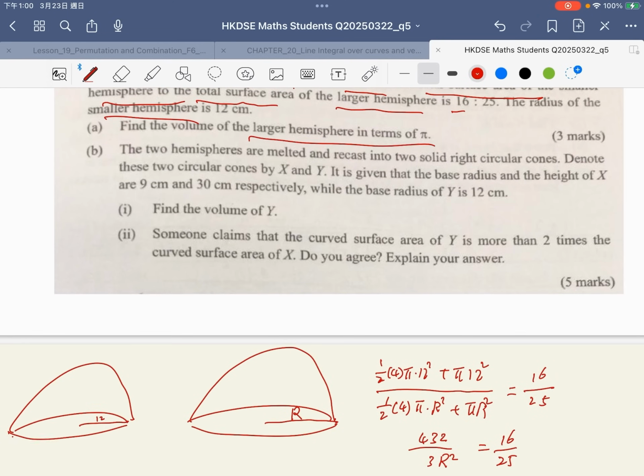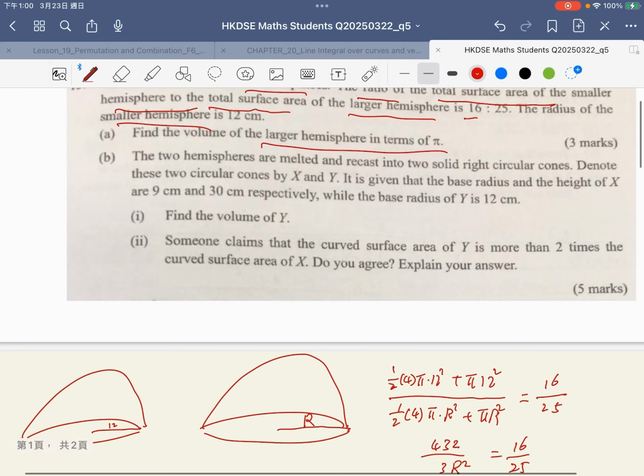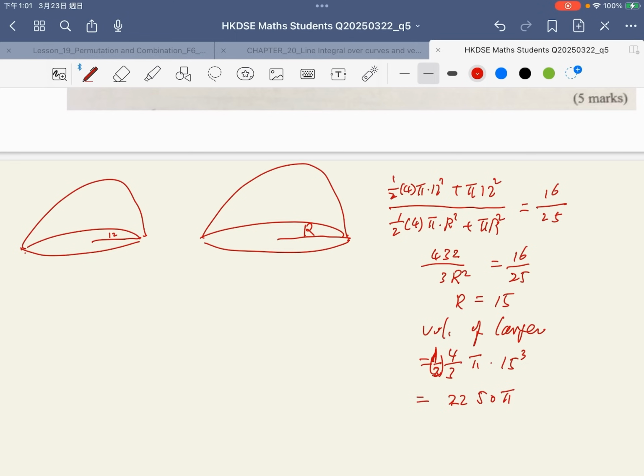And then find the volume of the large hemisphere. The volume of the larger one, I just write 4 over 3 times 1 over 2, because it is a hemisphere, times pi times 15 cubed. This is 2250 pi cm cubed.